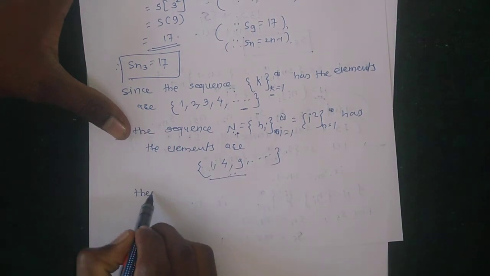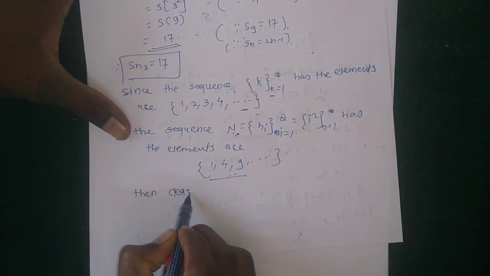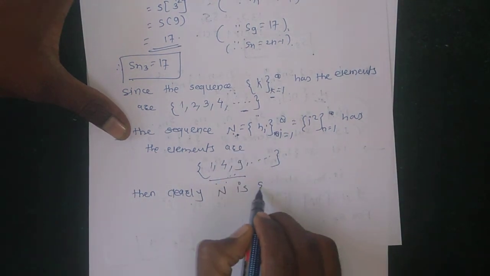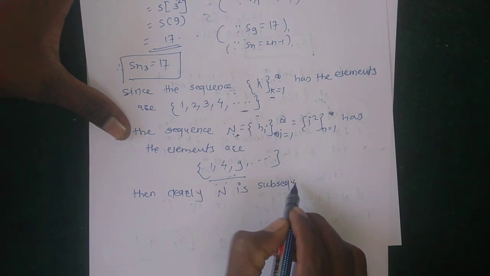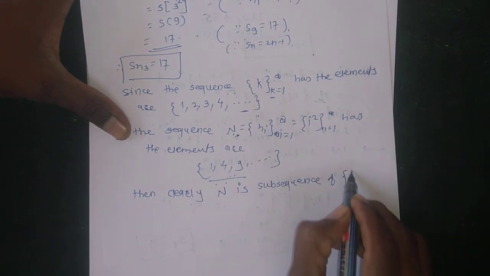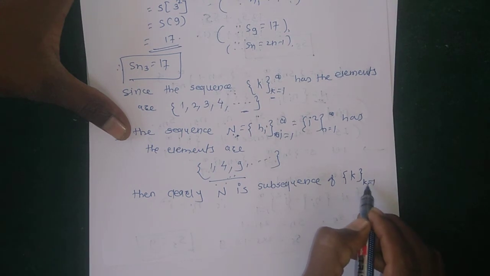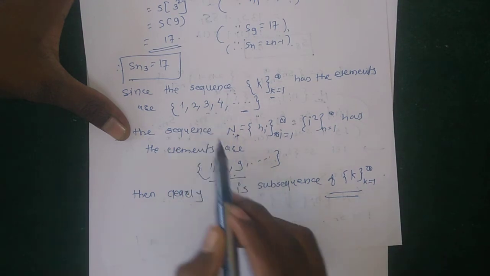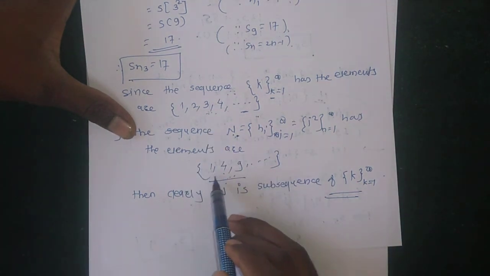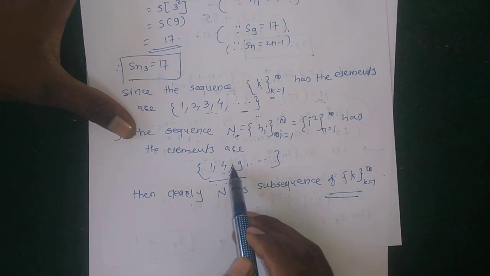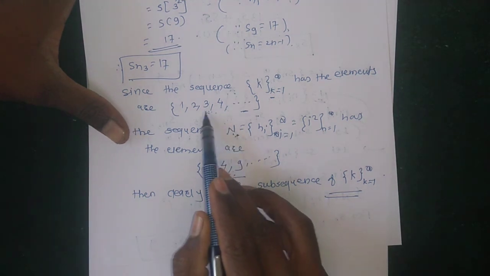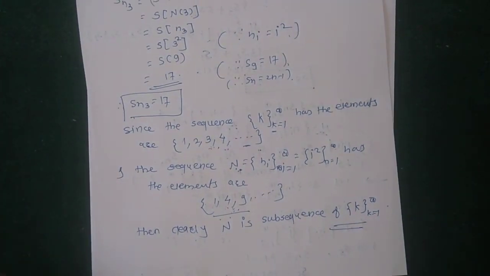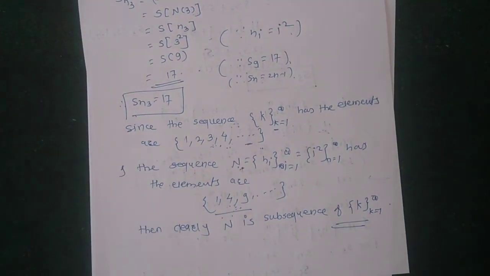Okay, then clearly n is a subsequence of the sequence k, where k runs from 1 to infinity, because the elements of this sequence are also contained in that sequence. Therefore n is a subsequence of this sequence.